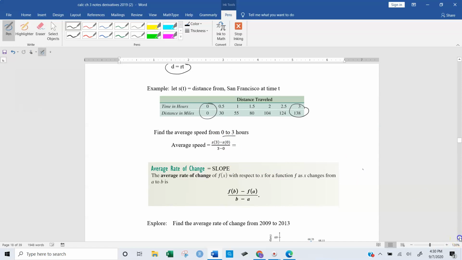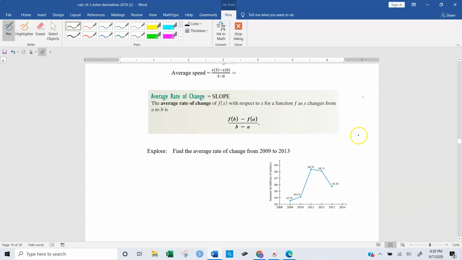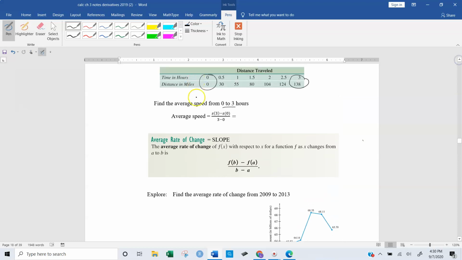Nothing too exciting. So to do that, we take the distance at s of 3, which is 138, minus the distance at 0, which is 0, over the 3 minus the 0. So you just take 138 divided by 3, and it's 46 miles per hour. Going kind of slow. Actually, kind of depends on where you are. I'm sure you got some in-traffic time there.